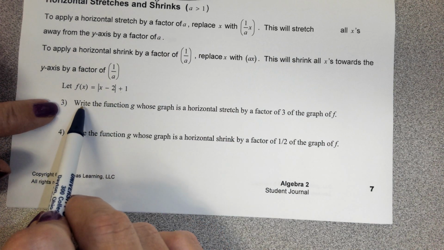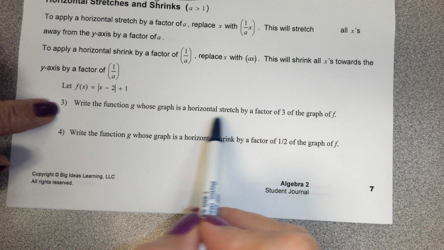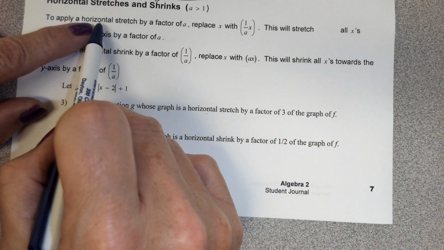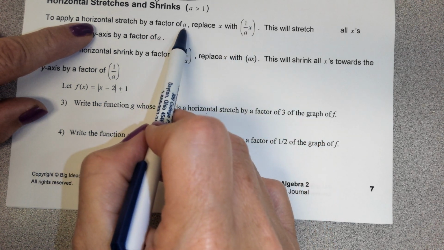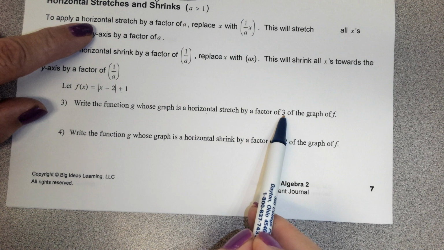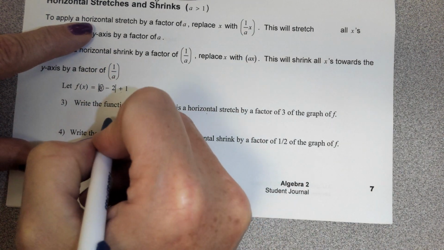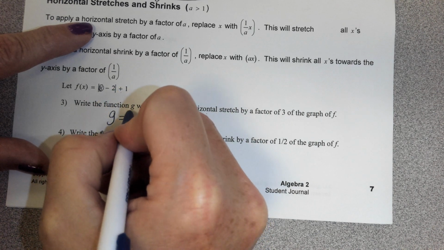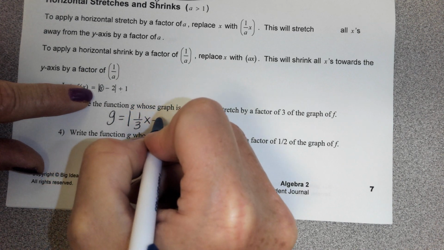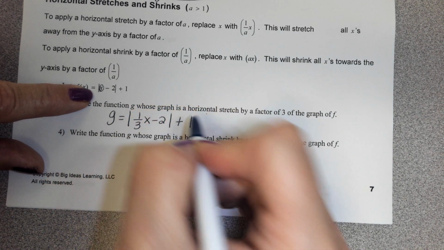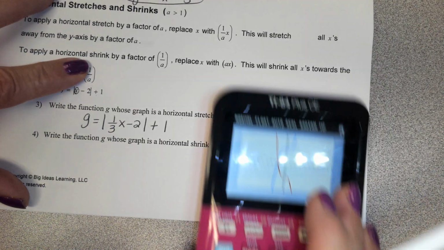Here's our function. Write the function g whose graph is a horizontal stretch by a factor of 3. Horizontal stretch. Let's find it. Horizontal stretch, replace x with 1 over a x. We want a horizontal stretch by a factor of 3. So I'm going to have to replace this x right here, where I have that circle. I have to replace it with 1/3 x.